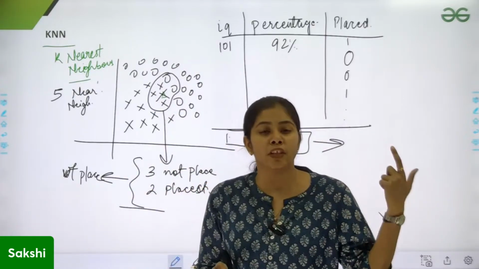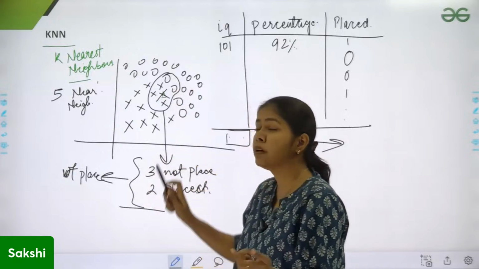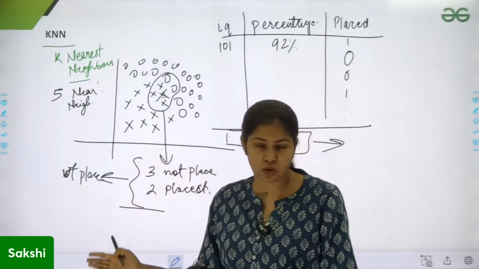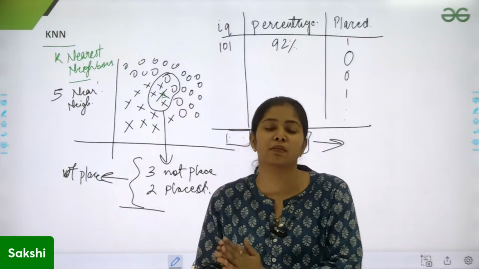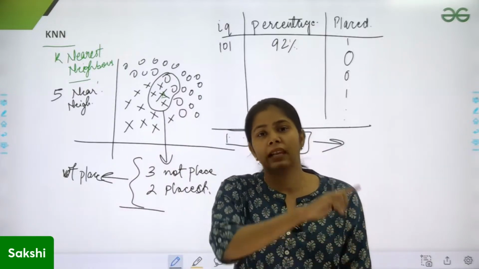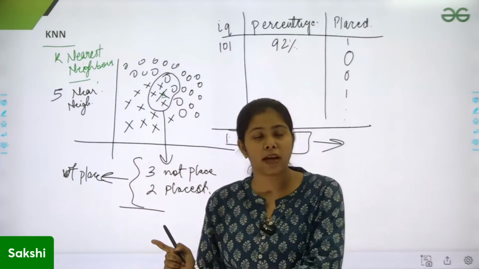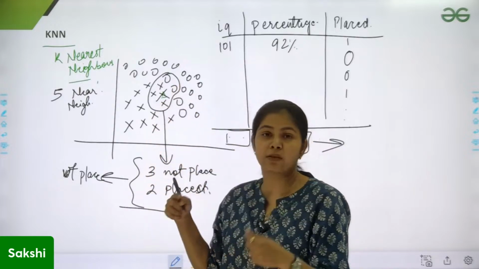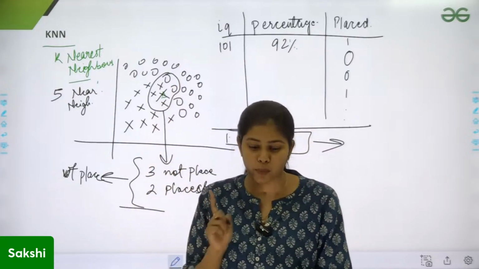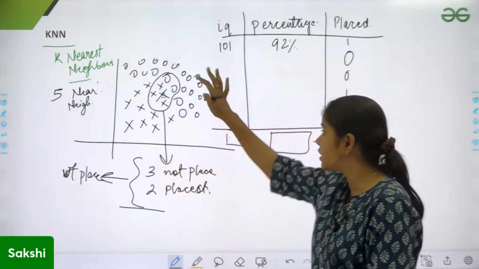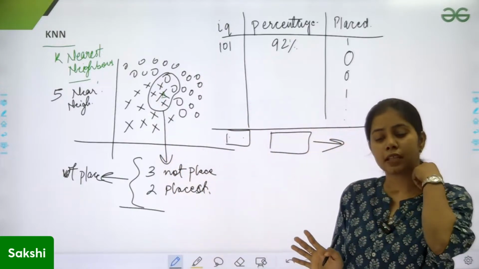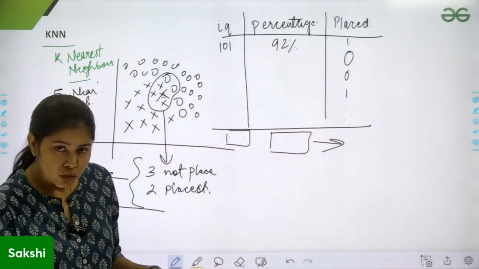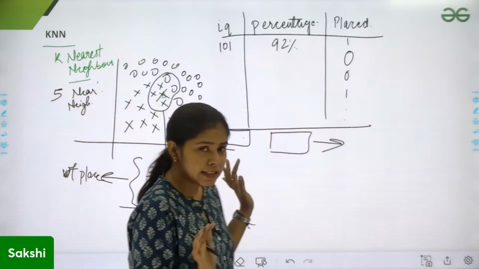So I'll see in the neighborhood what type of students are in the maximum number. If I have the maximum number of students placed, then I'll classify that point as placed. If I get the maximum number of students not placed, I'll classify that point as not placed. Let me know if this is clear about k nearest neighbor. There are so many things in k nearest neighbor. This is a basic thing.